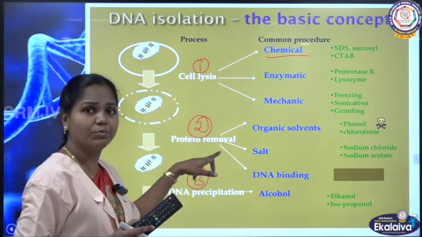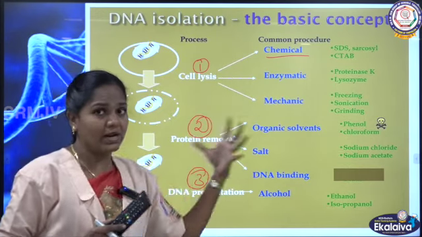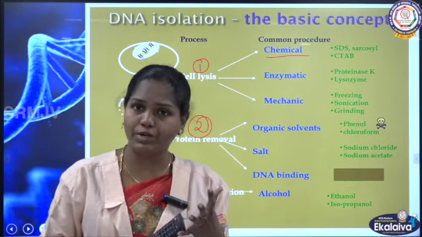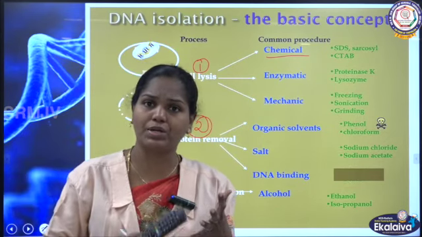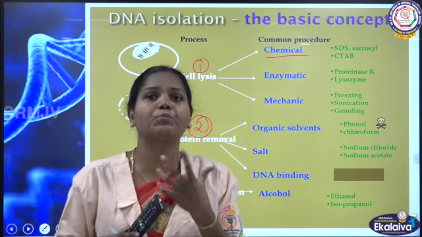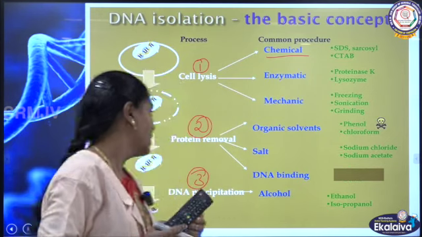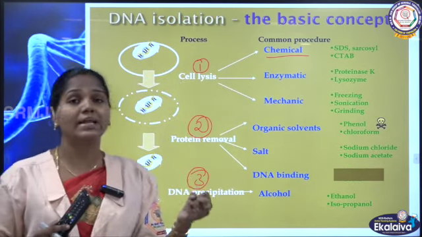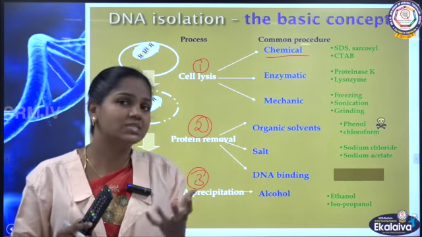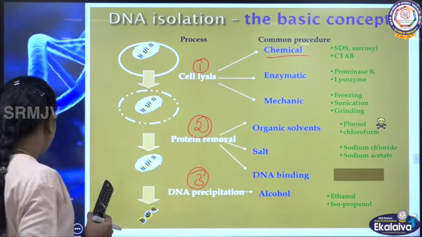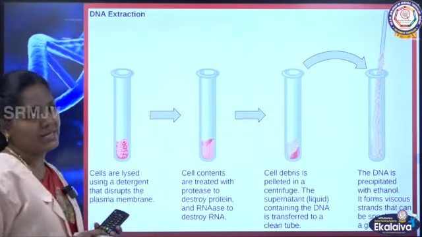Then the protein removal. Once the DNA comes out of the cell, the cell contains protein, RNA and other macromolecules, all of which have to be removed, because we need to purify our DNA. The last one is, once all these things are removed, the DNA is precipitated. We will see how we are going to precipitate our DNA. So these are the 3 major steps involved in our DNA extraction.